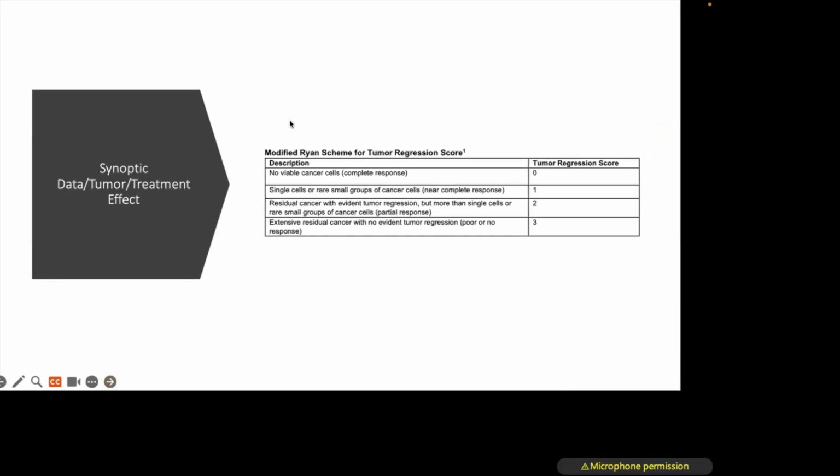If someone does receive chemotherapy prior to having surgery, we can grade the response rate. So you'll often see in our synoptic report the treatment effect, where we say either no viable cancer cells present, so the patient has a complete response. Within brackets, I'll usually put in a 0. If there are single cells or rare cells present, that's a 1. Residual cancer with evident tumor regression, but more than single cells, 2. And if there's a lot of cancer, it's a number 3.